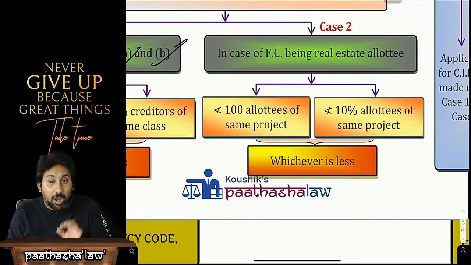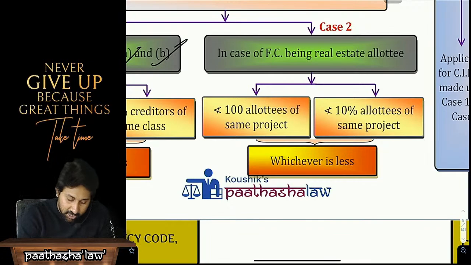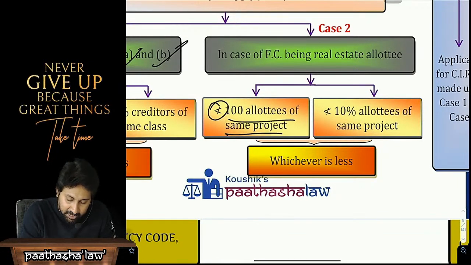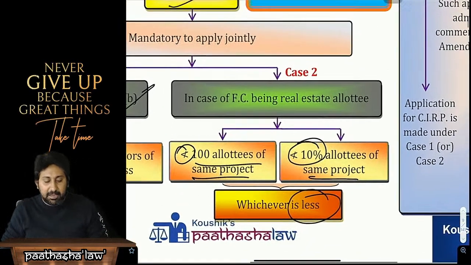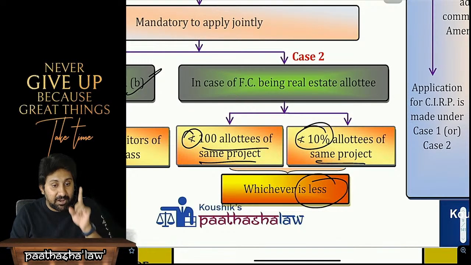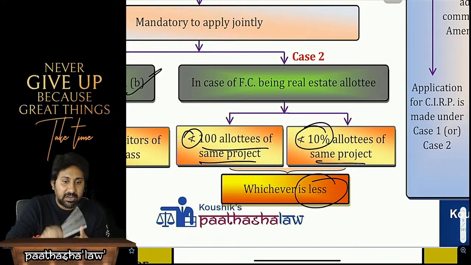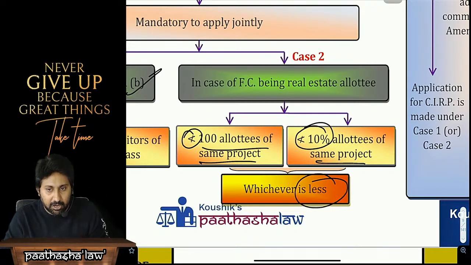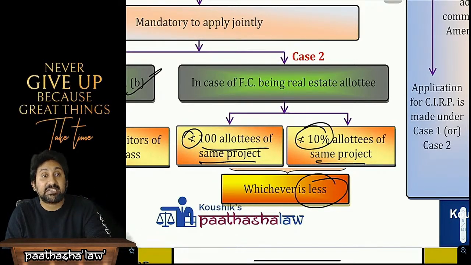In that case, how many financial creditors should put a complaint? Real estate allottees: not less than 100 allottees of the same project or not less than 10% of the allottees of the same project, whichever is less. These people must put a complaint. Technically, do you understand what it means? If a financial creditor's default is 1 crore, can that one financial creditor put a complaint or not? But in real estate transactions, the answer is no.